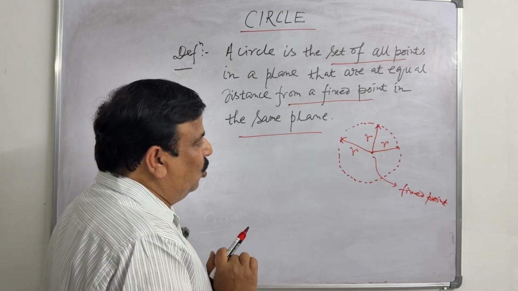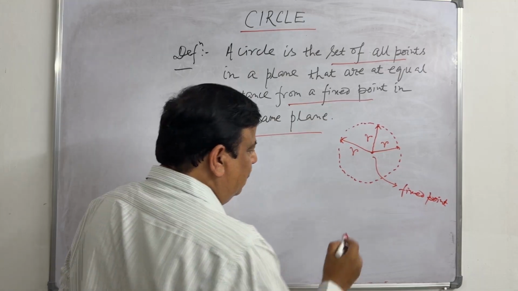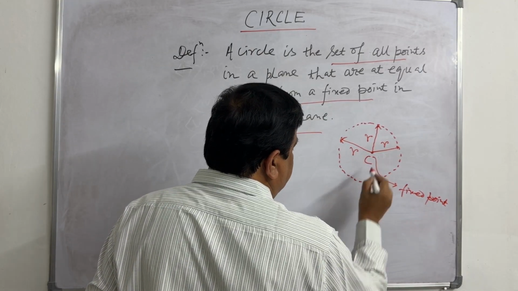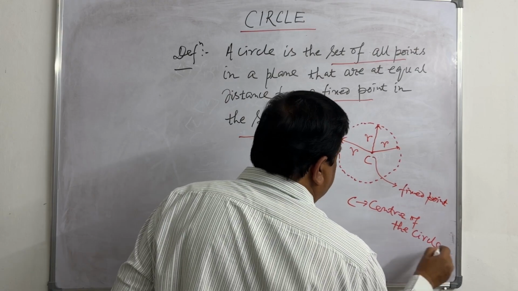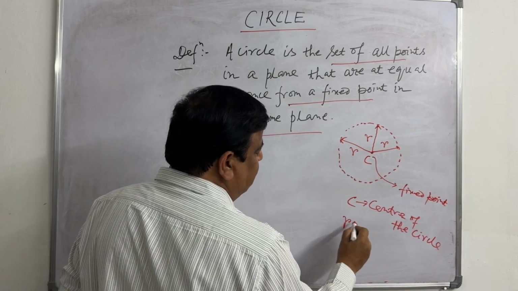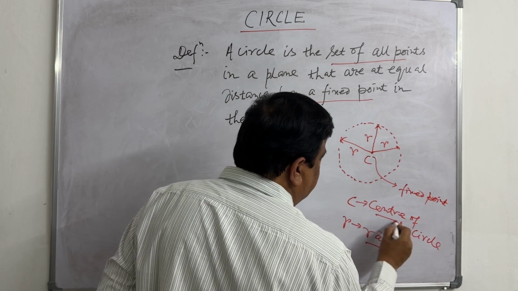Clear? So what is the fixed point called with respect to circle? Say the fixed point is C. This C is called center of the circle, and the fixed distance r is called radius of the circle. Okay?